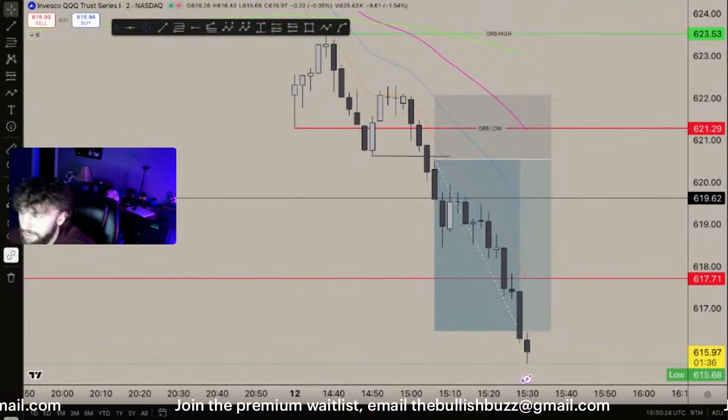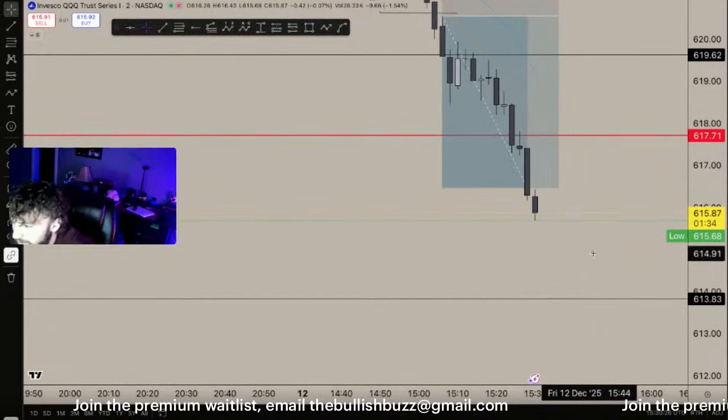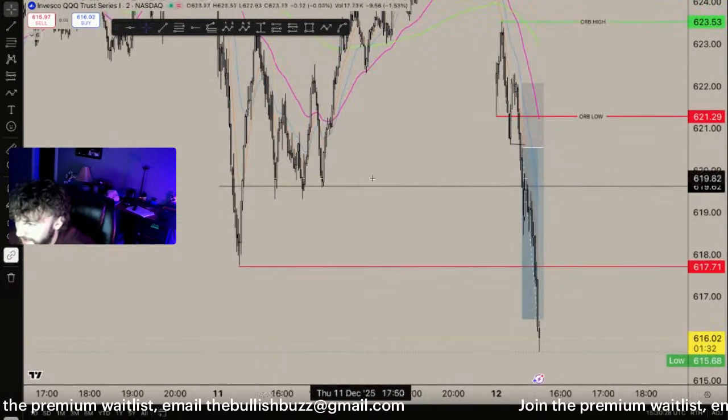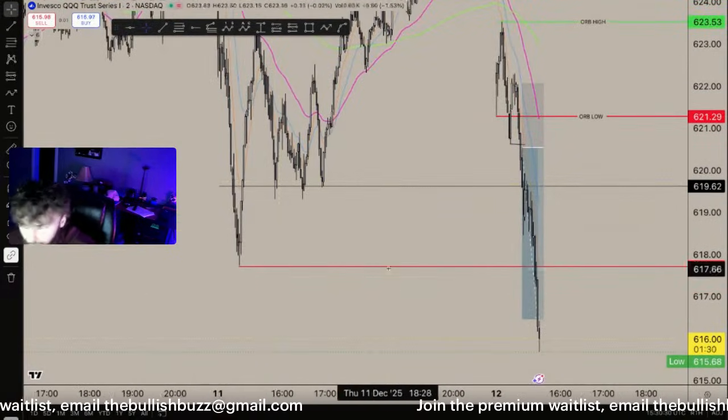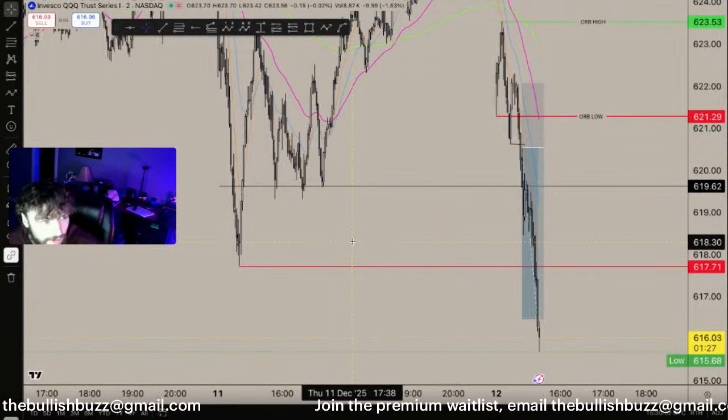No liquidity. Nobody has money to buy stocks. Yeah, I would have thought we would have seen a bounce here, or below, obviously.